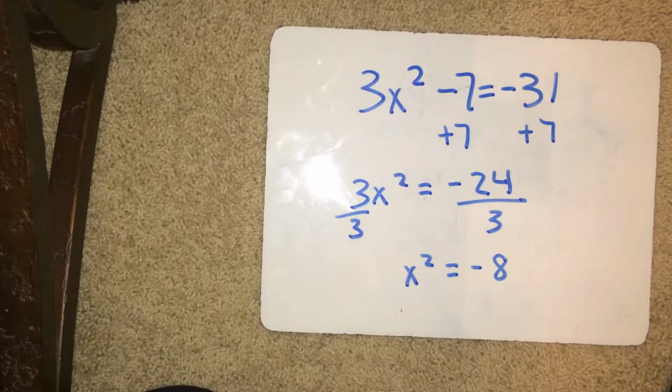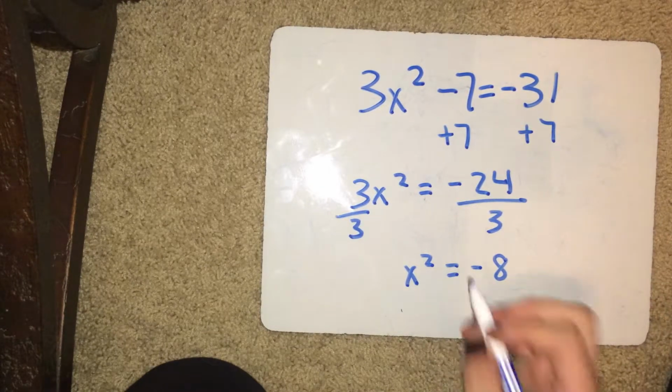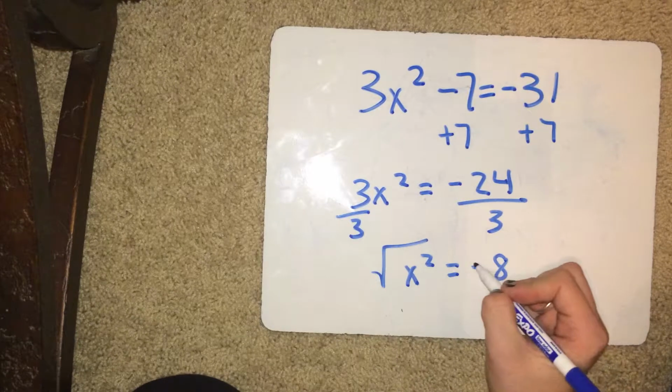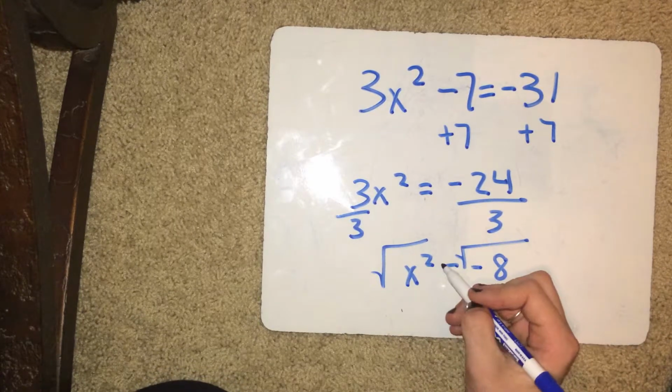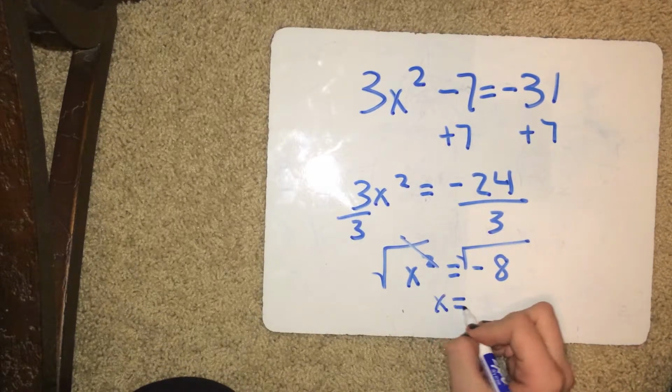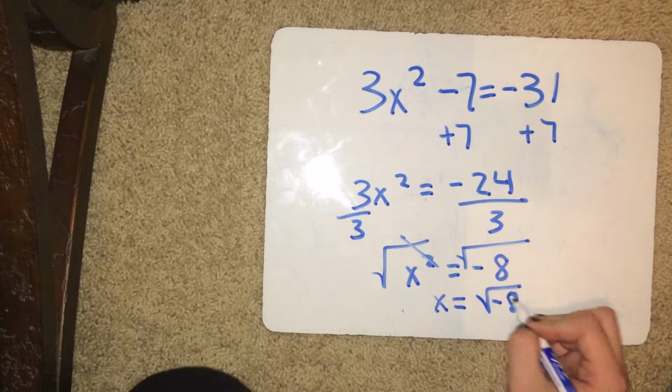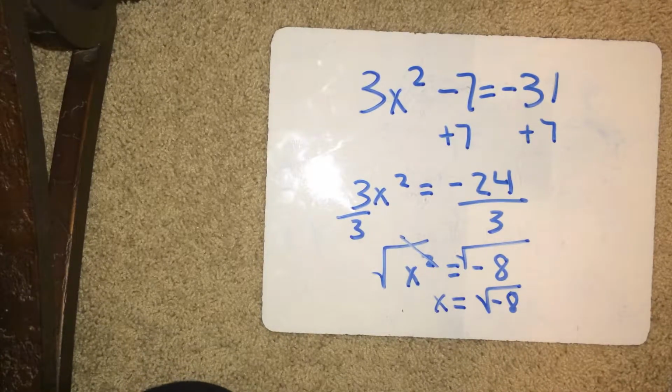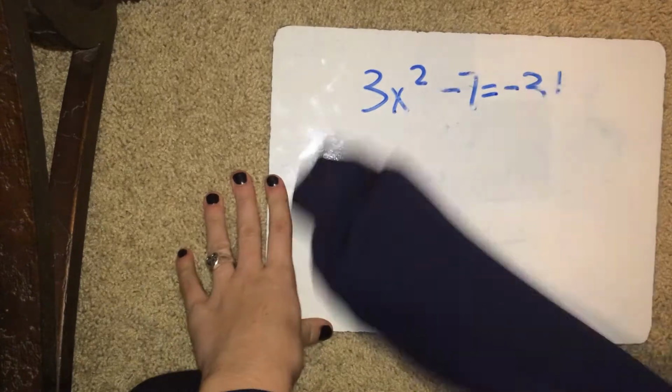And then from there, we're going to divide by 3 on both sides, making it x squared equals negative 8. From there, we're going to get rid of the square by square rooting this side. And what you do to one side, you have to do to the other side, which makes it x equals the square root of negative 8. And from there, we're going to use the imaginary unit i to be able to square root a negative number, even though it's not a real number.